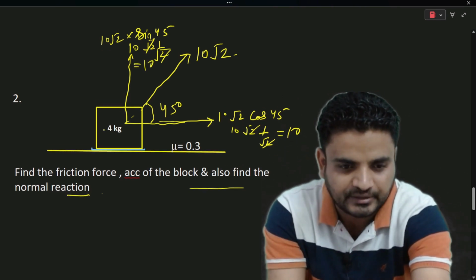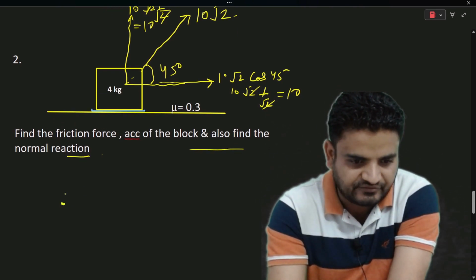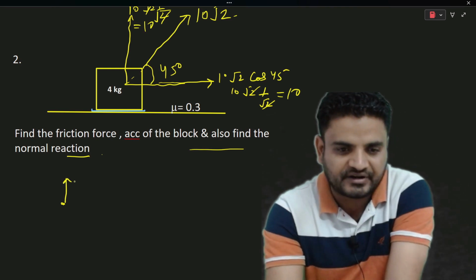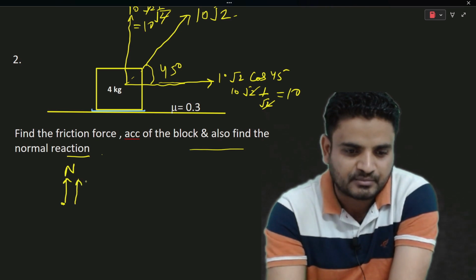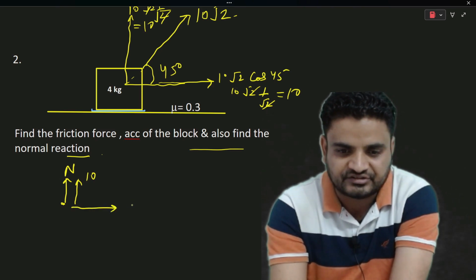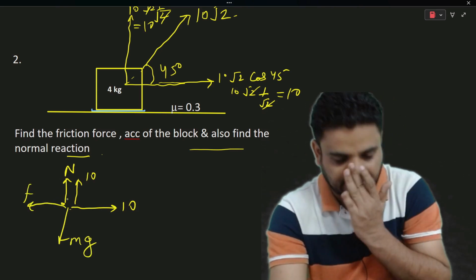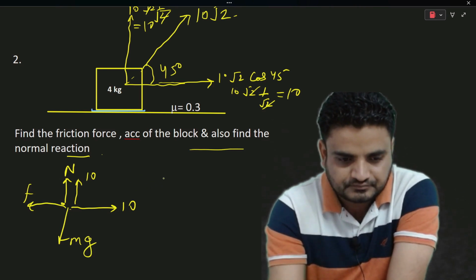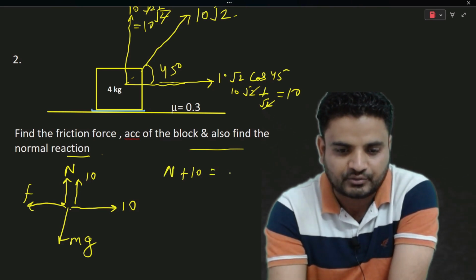Now, if we draw the free body diagram, in the upward direction there are two forces. First one is normal and second one is the component of the force, which is 10 Newton, and in this direction it is 10 Newton, in the downward direction mg, and in the backward direction friction. This is our free body diagram. Now first we have to find the normal reaction. So N plus 10 equals mg.